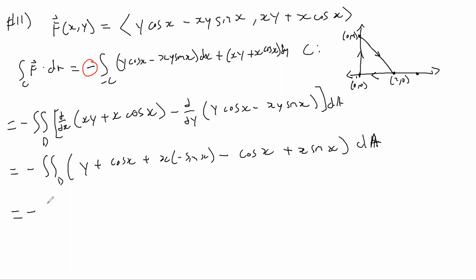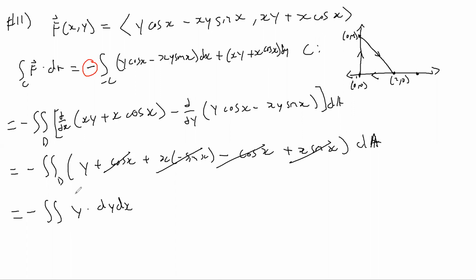Then finally, we're going to yield the double integral of, so the x sine x actually cancels out with this x sine x. And then we see that this cosine x actually cancels out with that cosine x. We're just left with y times dy dx. All right, so now let's actually look at the bounds for y.